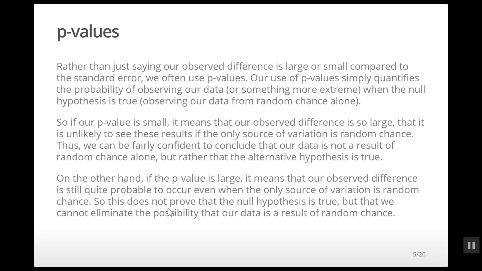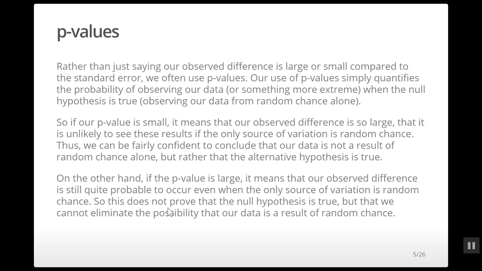So if our p-value is tiny, it means that the observed difference that we saw was so large that it's very unlikely for us to get these results just from random chance, right? So a tiny p-value means, yes, technically it's not impossible to get this result, but it's very, very, very unlikely to happen. So we're going to conclude that it wasn't a result of random chance, and rather something else is going on, okay?